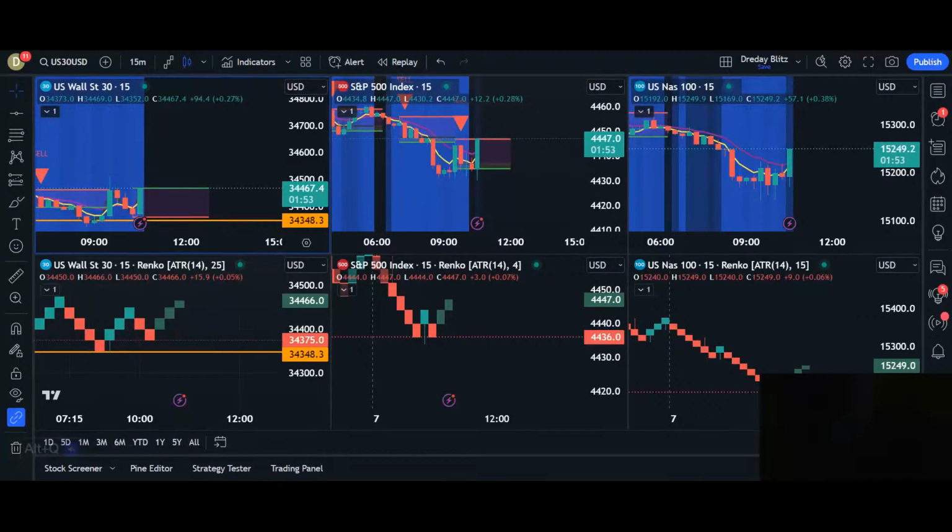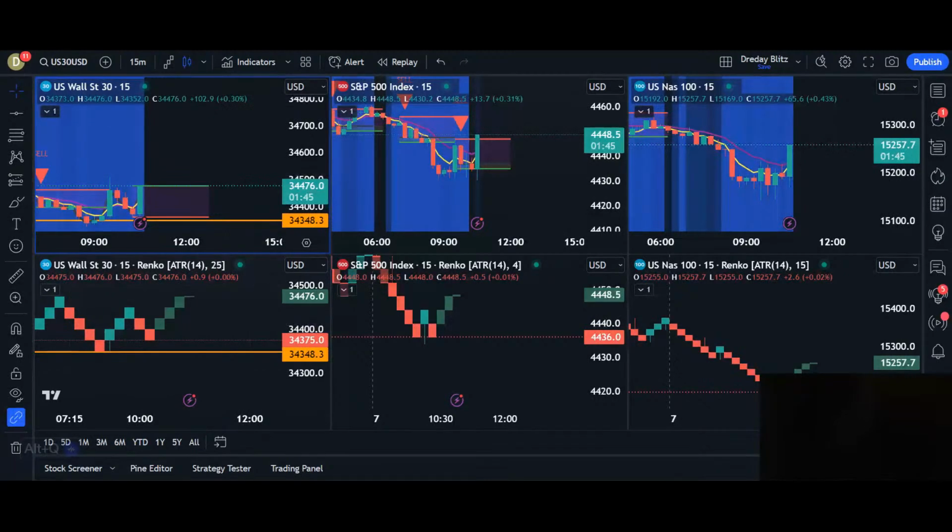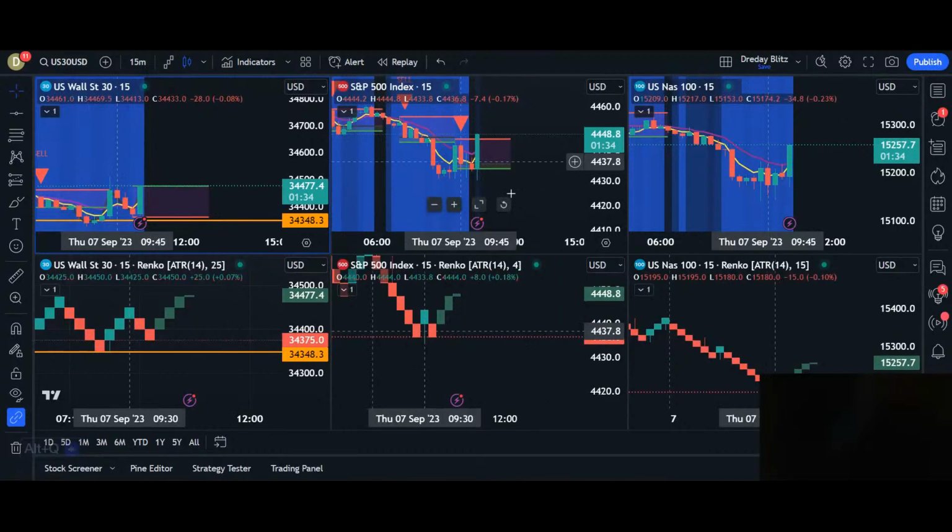So, how to control emotion? The way you control emotion is you have to understand that you need to react to the market. You cannot assume anything in the market. The market will do exactly what it needs to do.